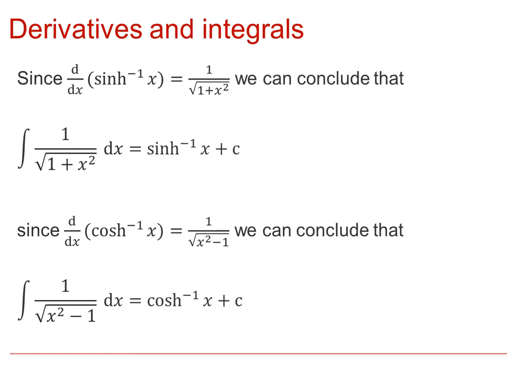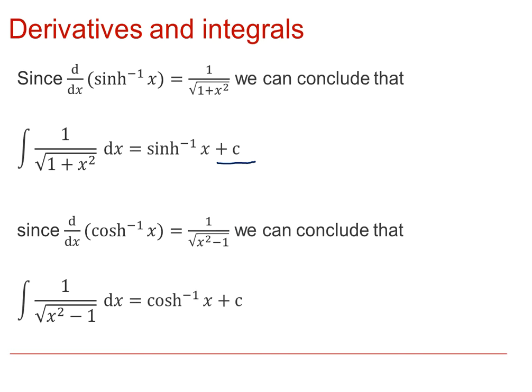inverse hyperbolic functions, and we found that d by dx of sinh to the minus 1 of x equals 1 over the square root of 1 plus x squared, we can therefore conclude that when we integrate both sides, we would get the integral of 1 over square root of 1 plus x squared dx equals sinh to the minus 1 of x plus c. It's important not to forget the constant of integration.